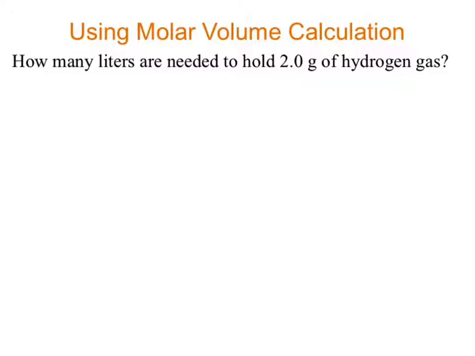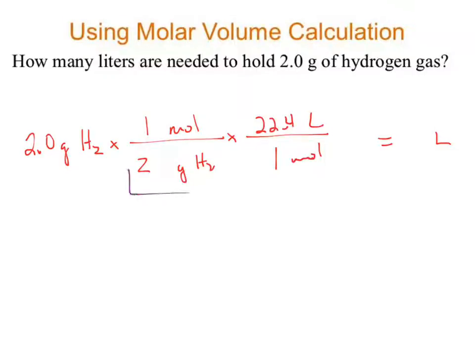I'll give you the first few steps. Step one, I want to know what I get for an answer. I'm trying to get to liters. What am I starting with? 2.0 grams of hydrogen gas. Where did that conversion factor come from? Periodic table. How did we calculate it?